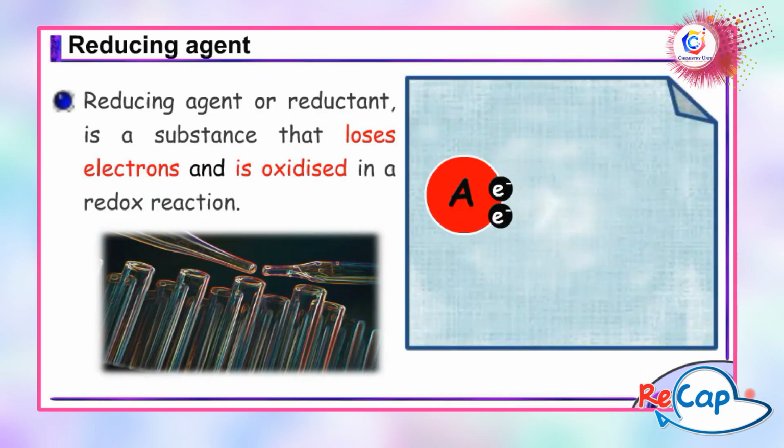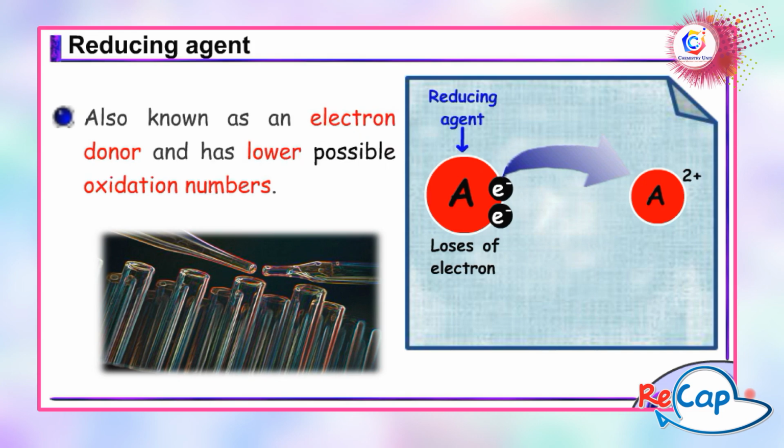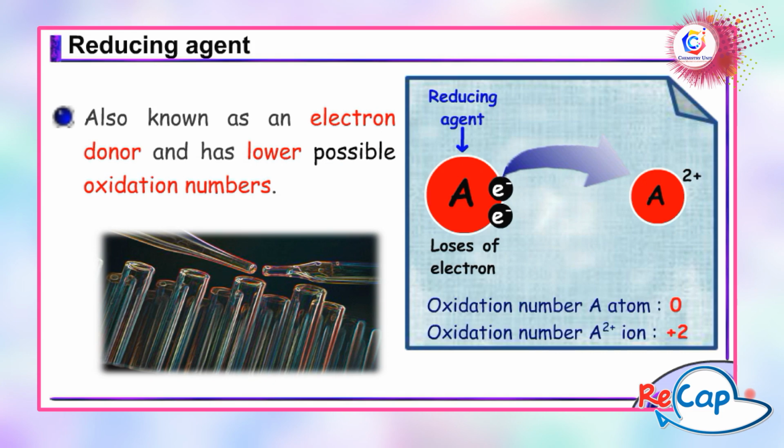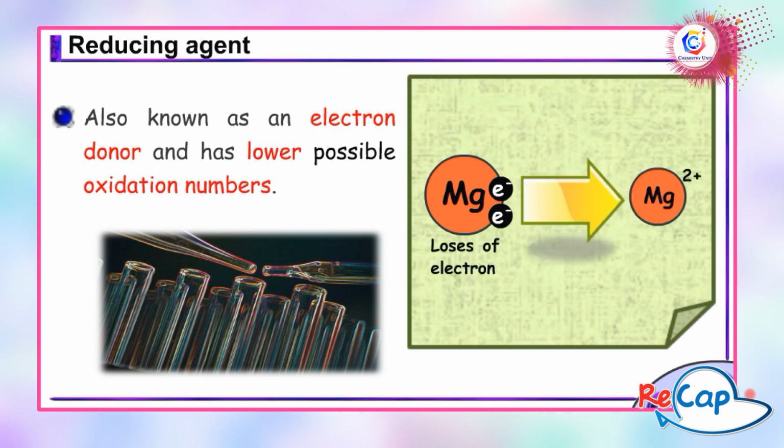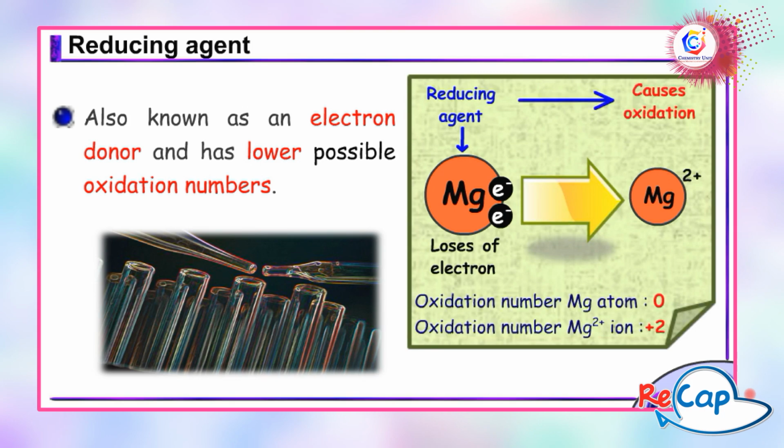What is a reducing agent? Reducing agent or reductant is a substance that loses electrons and is oxidized in a redox reaction. It is also known as an electron donor and has lower possible oxidation numbers. For example, magnesium atom loses 2 electrons. Therefore, magnesium atom is a reducing agent and causes oxidation.